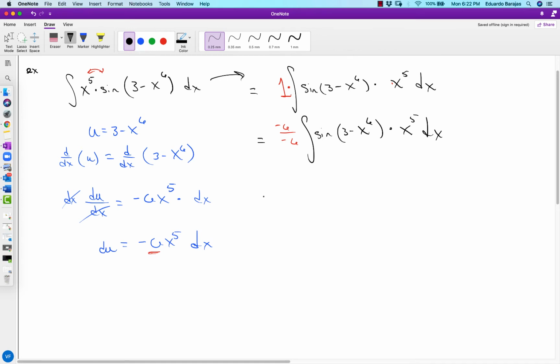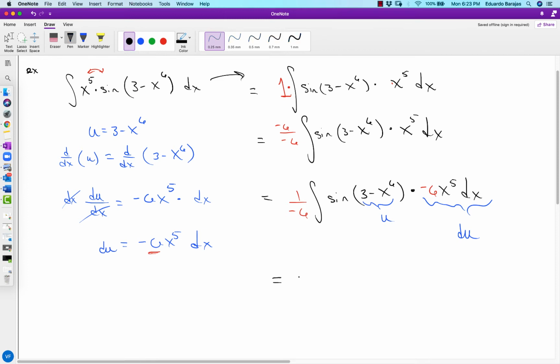So I'll end up with the integral of sine of 3 minus x to the 6th times x to the 5th dx, and there's going to be a little minus 6 out there, and then a 1 over minus 6 out here. Okay, now I'm going to let this whole thing, including the sign, be careful with the sign and everything, be exactly equal to du. And now this part in here, well, that was just my u. So I've managed to rewrite the entire integral now using the variable u.